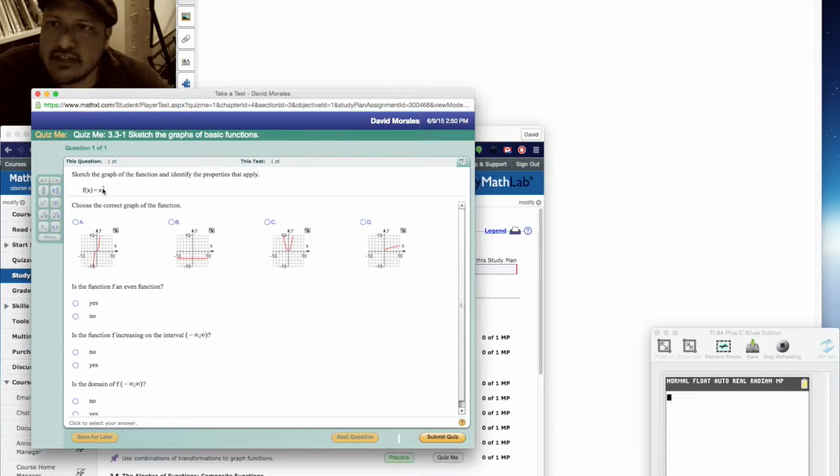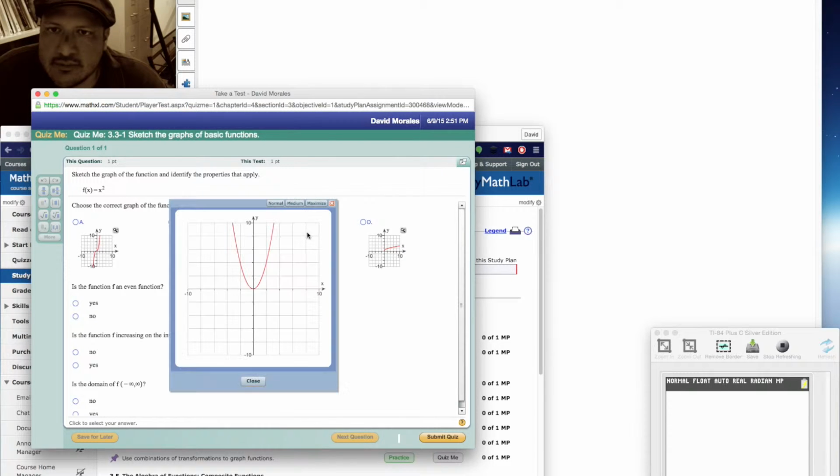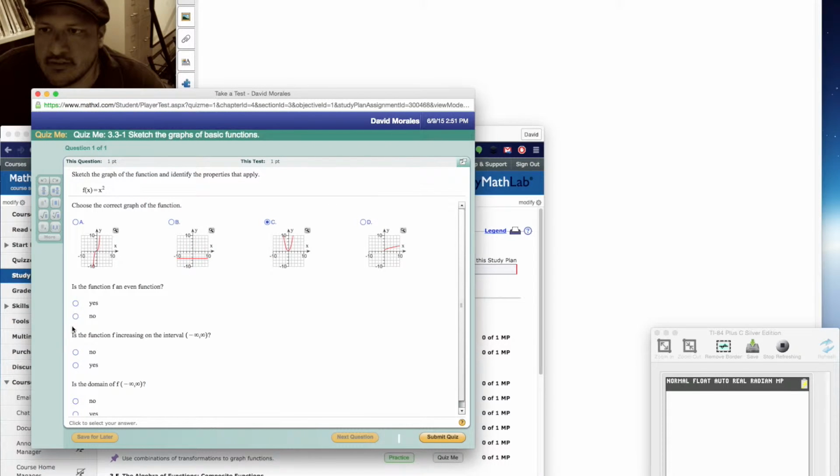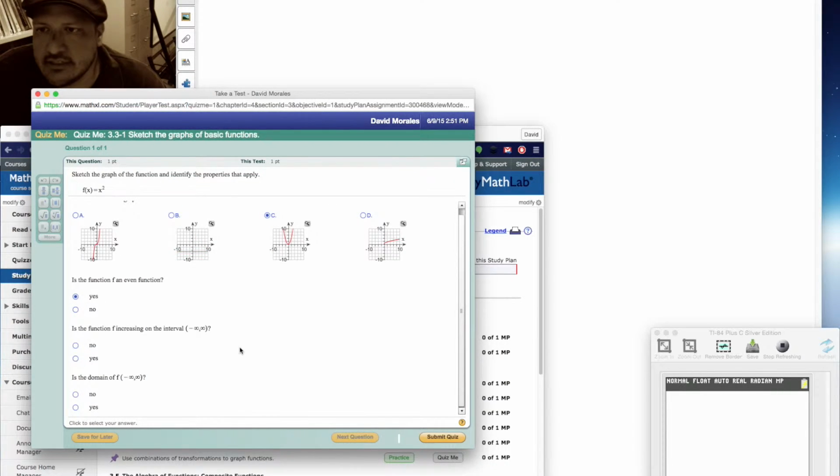So this is the base graph that corresponds to a parabola that opens upward. Only one of these is a parabola, that shape right there. Is it even? Well, what that means is, is it symmetric about the y-axis? If you imagine there's a mirror right here, it's a mirror image this way. So yes, it is even. If it's even, then it can't be odd.